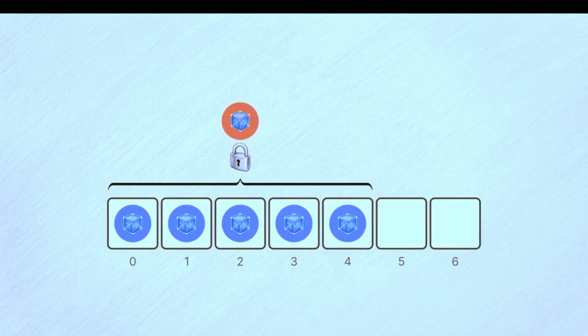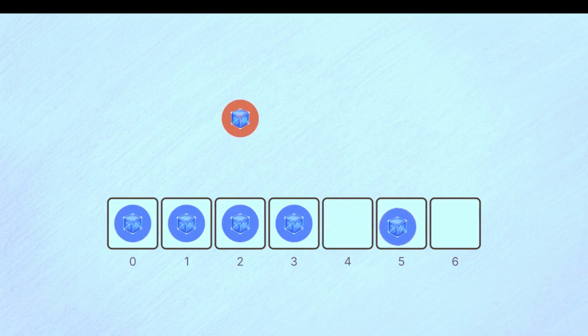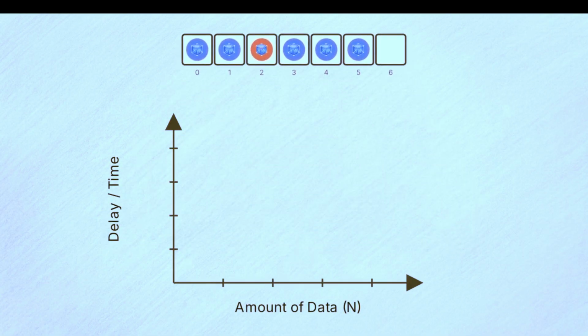But what if a friend decides to join late and they want to sit right in the middle? In an array, you can't just squeeze them in. Every single person sitting to the right has to stand up, grab their popcorn, and shuffle over one seat just to make room. In computer science, this shifting is measured as big O of n time, a notation meaning the delay grows directly alongside the amount of data you have to move.